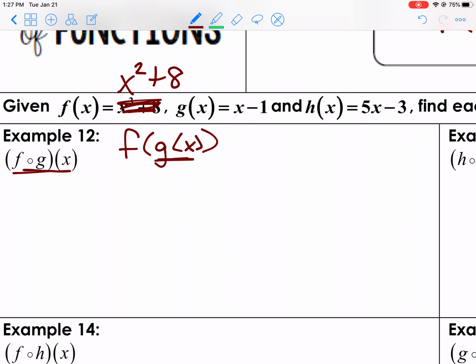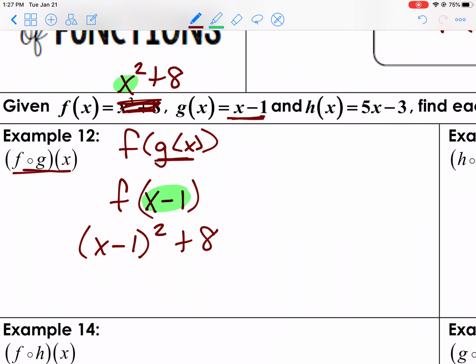start with g of x. So let's just write that. G of x is x minus 1. So since we're looking for f of g of x, and g of x is x minus 1, we really want f of x minus 1. And what this is telling us to do is replace the x in the f function with that expression, x minus 1. So that will look like x minus 1 squared plus 8.